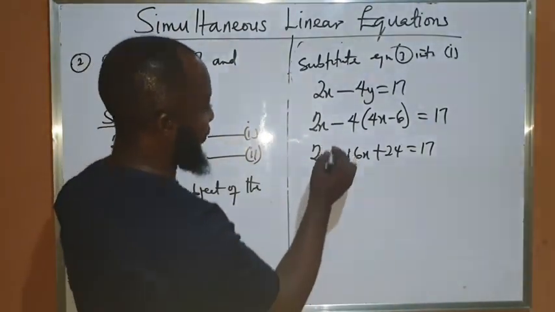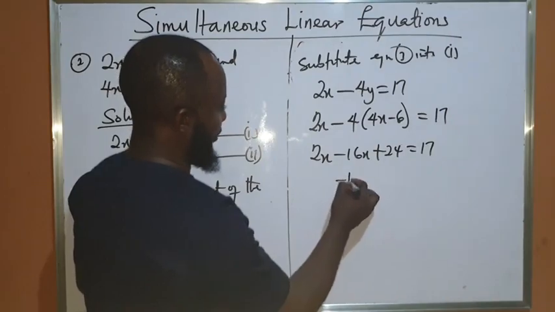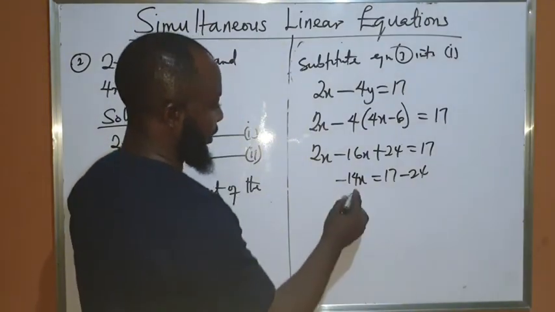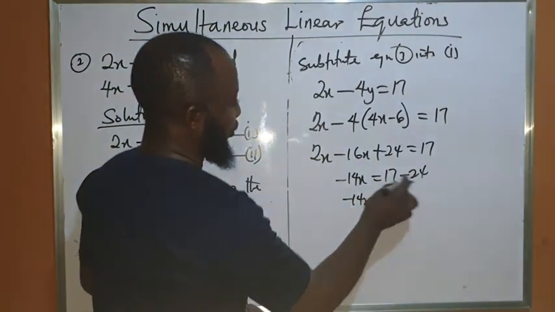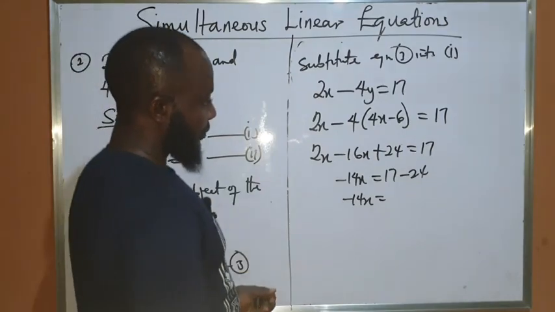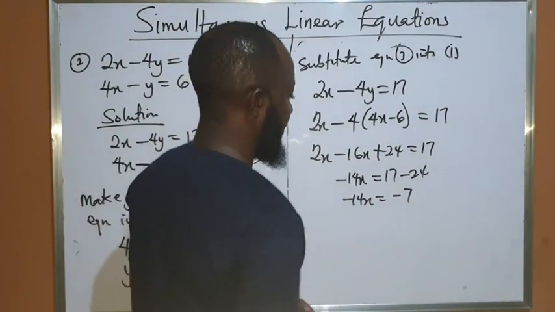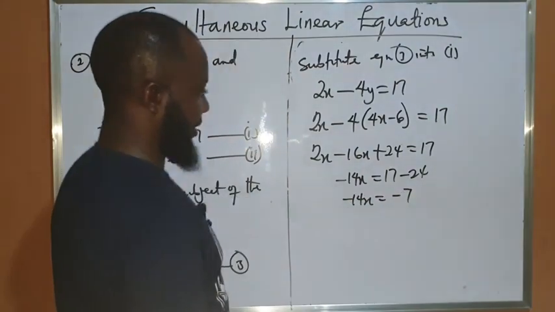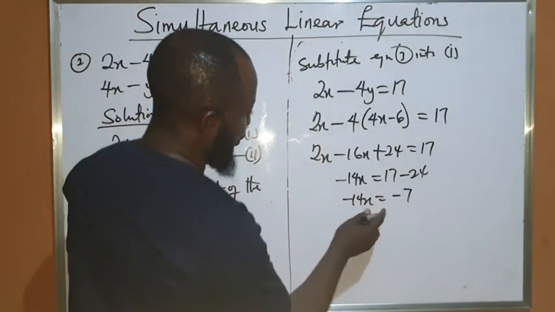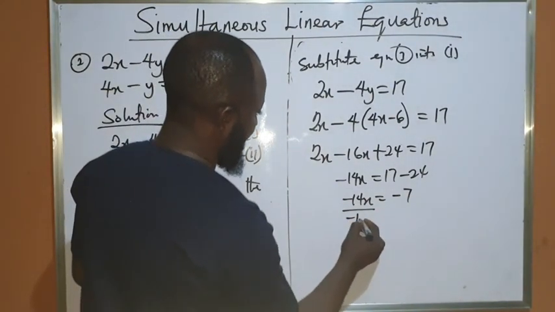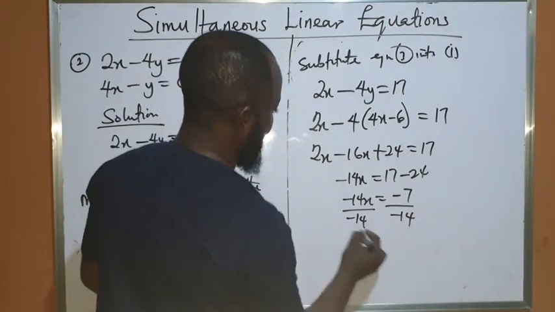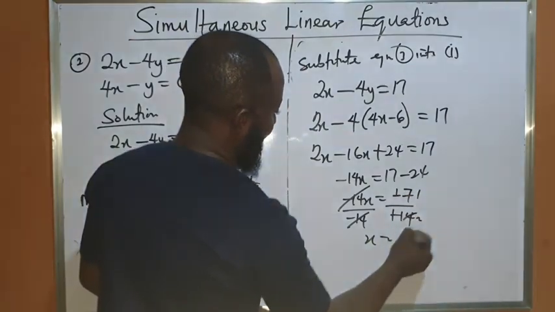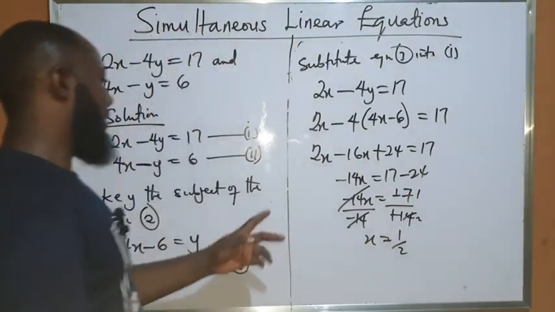So in that case, 2x minus 16x will give us minus 14x, then equals 17 minus 24. Right? This will be minus 14x. So 17 minus 24 gives minus 7. I hope that's very clear. So what we're going to do next is divide both sides by minus 14. Minus 14 by minus 14. So this cancels this. Therefore, minus cancels minus, 7 here 1, 7 here 2. That is going to be 1 all over 2. So we know the value of x now.